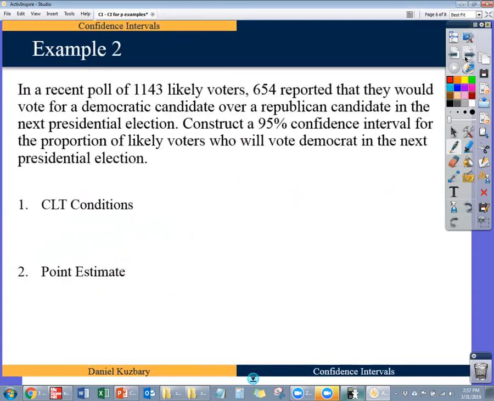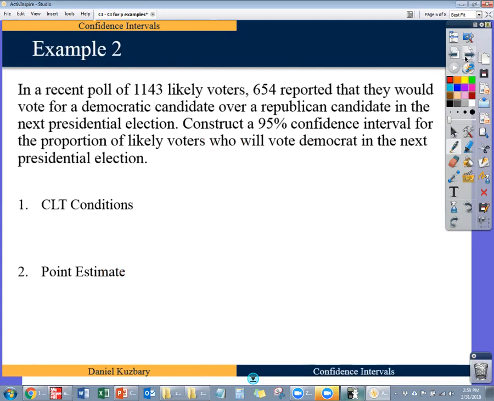Let's look at another example. This is going to work exactly the same way because we're dealing with a proportion still. But I want to do it anyway just because it's kind of fun. In a recent poll, of 1,143 likely voters, 654 reported that they would vote for a Democratic candidate over a Republican candidate in the next presidential election. Construct a 95% confidence interval for the proportion of likely voters who will vote Democrat in the next presidential election.